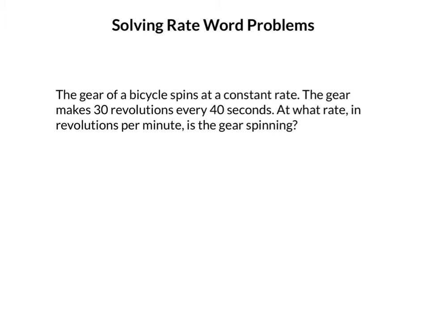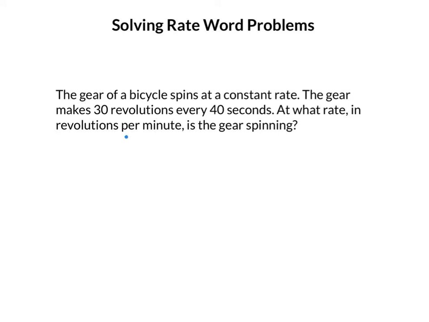In this video, we're going to solve rate word problems using a ratio table. Let's take a look at our first problem. The gear of a bicycle spins at a constant rate. The gear makes 30 revolutions every 40 seconds. At what rate in revolutions per minute is the gear spinning?